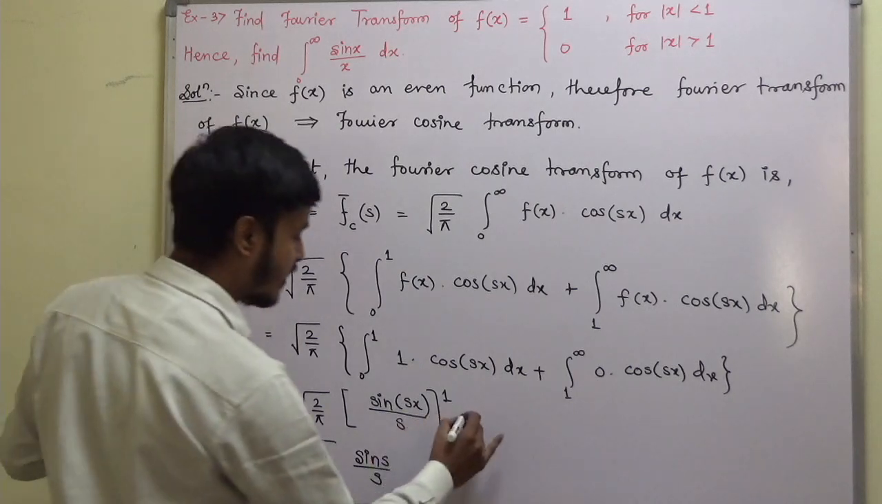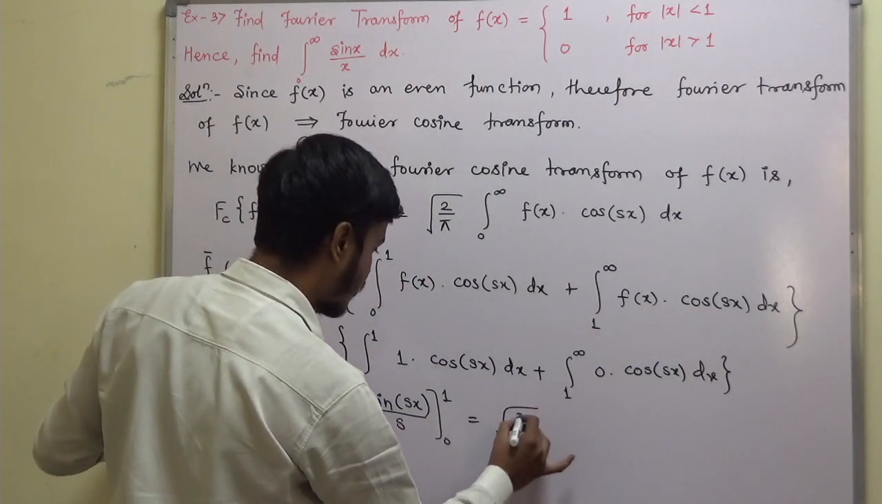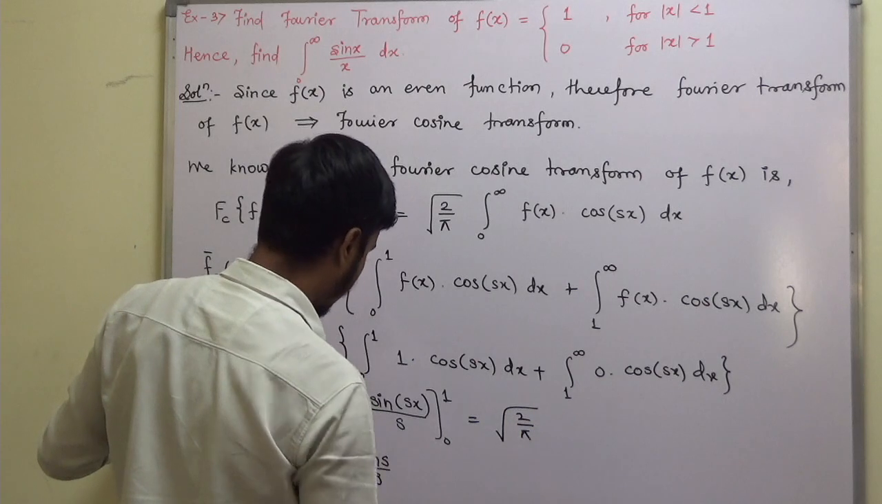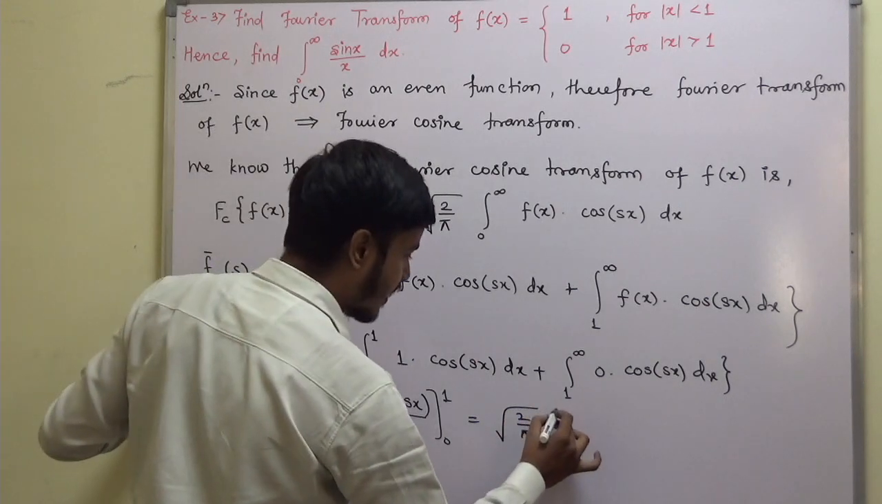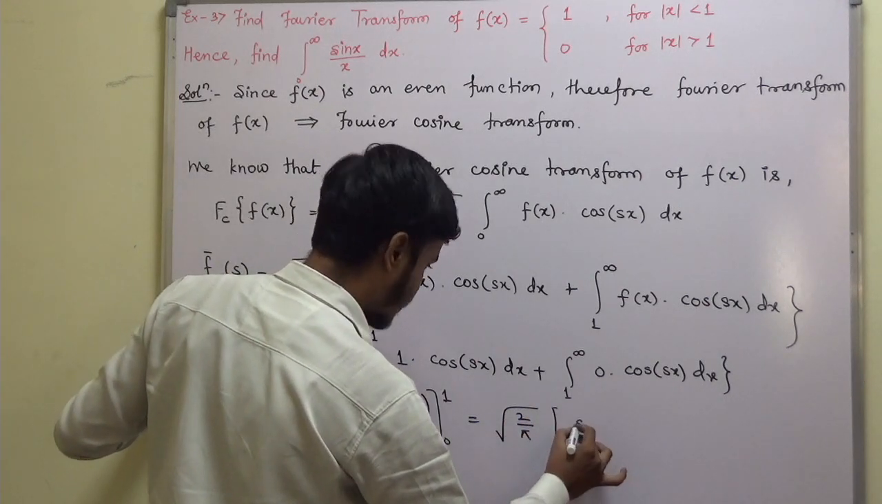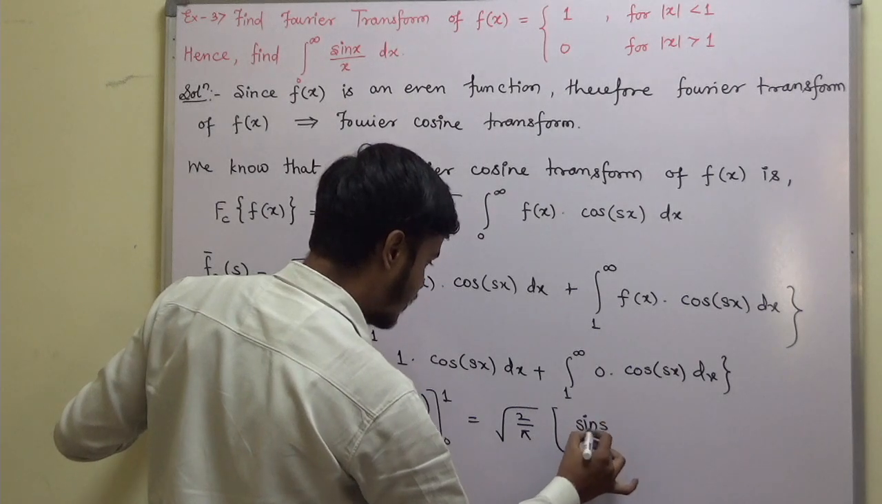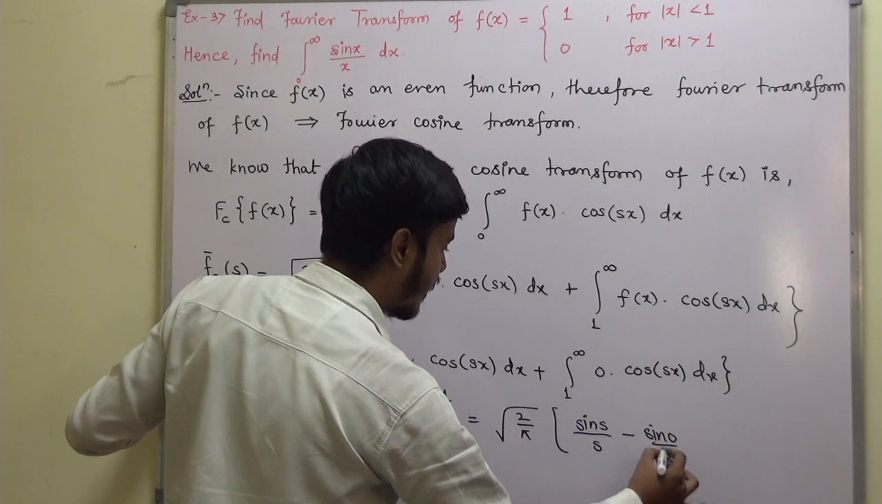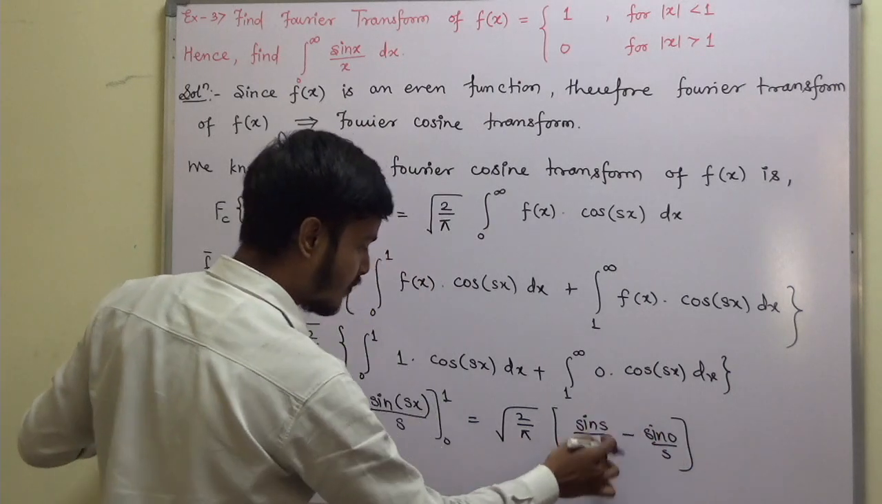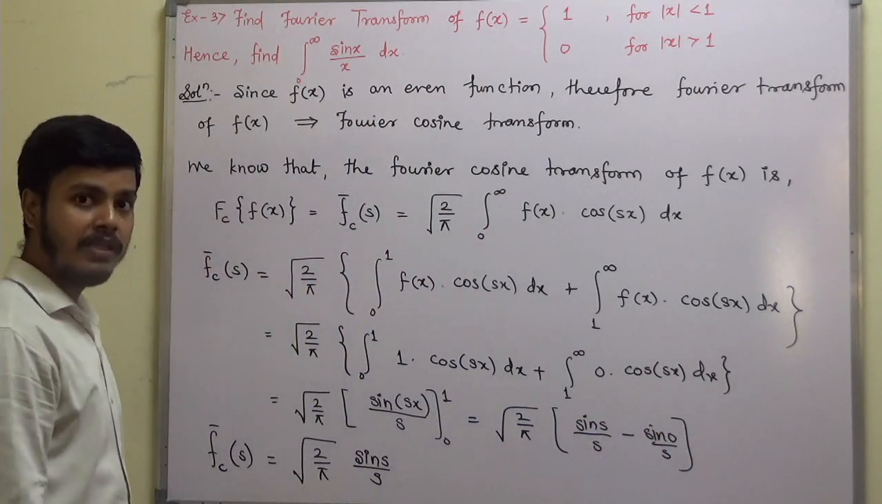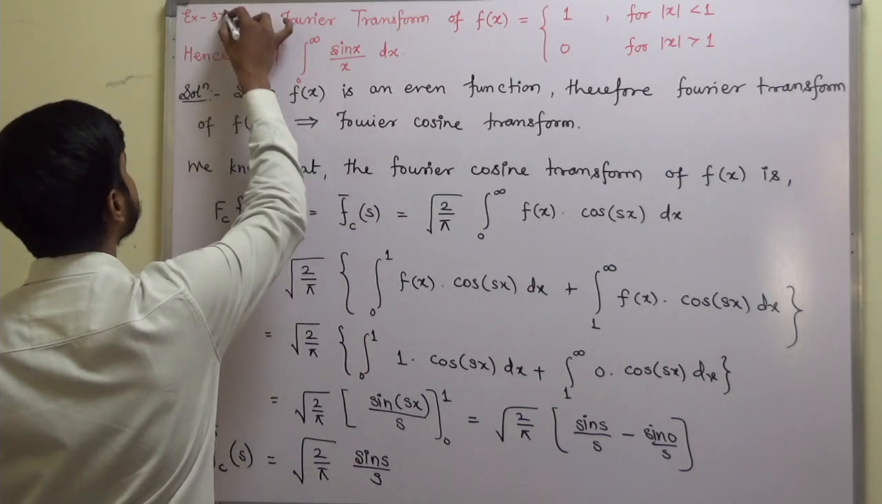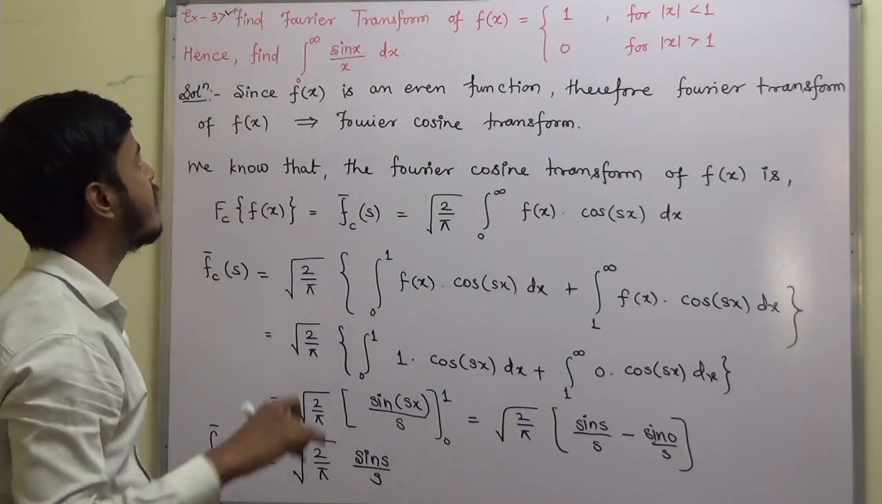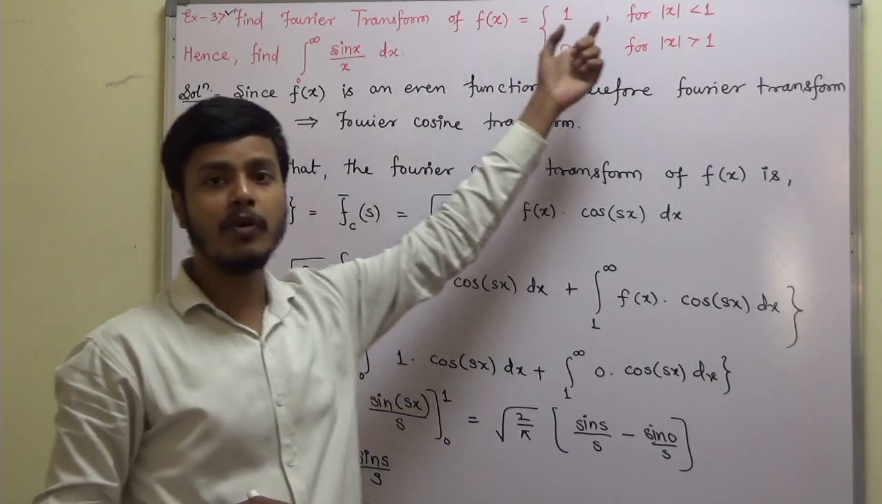Okay, those who are having difficulty, let me write it down for them: 0 under root 2 by pi, then it is sine, put x is equal to 1, sine s upon s minus sine 0 upon s. So sine 0 is 0, and we will remain with this. Simple. So the first part is over. We have found out the Fourier transform of this.